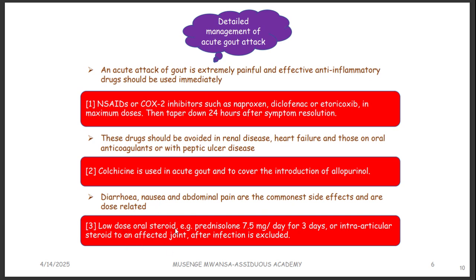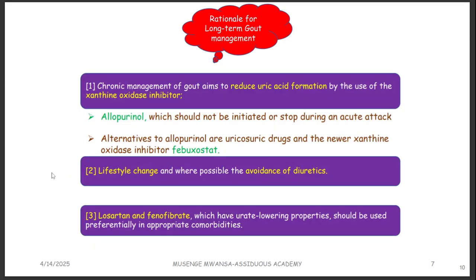Low dose oral steroids, for example, prednisolone, you give 7.5 milligrams per day for 3 days, or intra-articular steroids, like the one you just inject on the joint where there is pain. Okay, the intra-articular steroid to an affected joint after infection is excluded. So someone has got an infection, you don't want to give these intra-articular steroids, but you can give steroids like prednisolone for 3 days. So that was for acute management.